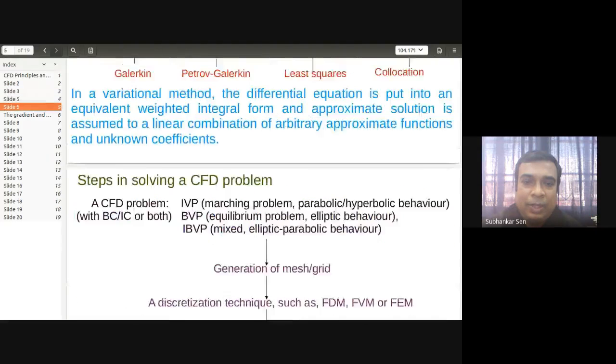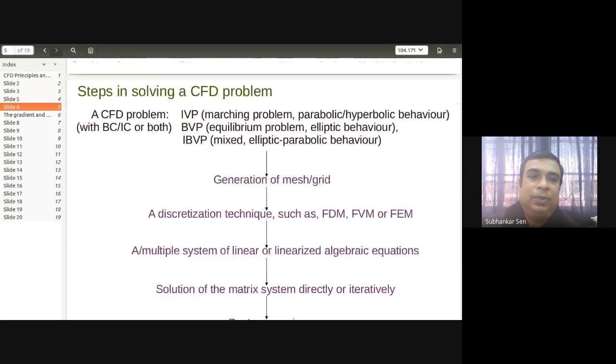Okay. Now there are different kinds of problems. In a CFD problem, we may require the boundary conditions, we may require the initial conditions, or we may require boundary and initial conditions both. Based on this, we classify the problems in three types: IVP or initial value problem, BVP or boundary value problem, or IBVP, initial boundary value problem.